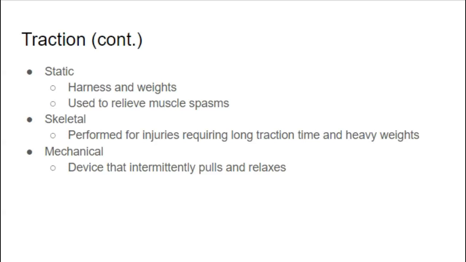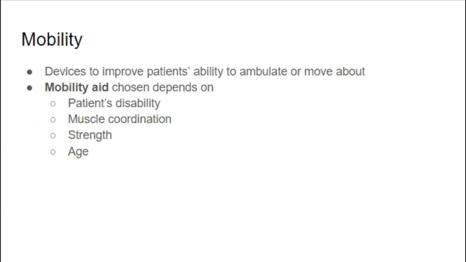There are times where you can actually use harnesses and weights. Sometimes if someone has a broken leg, they'll actually have to use a type of traction that makes sure that as the bone heals, it doesn't heal too short. So there are times where you can do skeletal or mechanical traction that is weighted and pulls to make sure that something heals. But you can also do it manually for something that doesn't involve a broken extremity. So once again, static does have its place depending on what kind of injury you're dealing with.